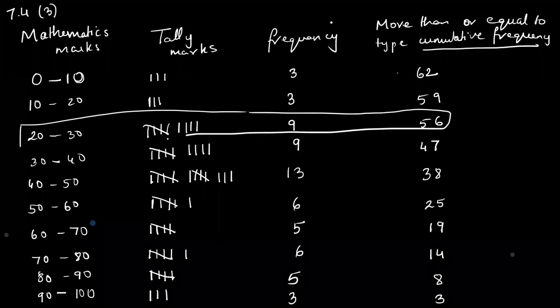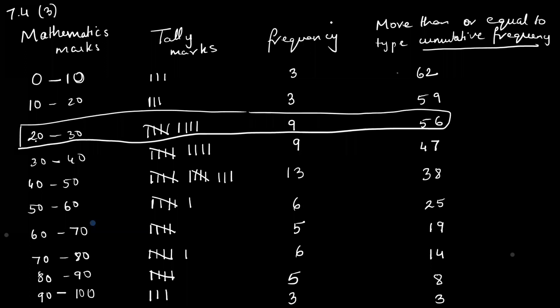What does 56 represent? 56 students have scored more marks than 20. Correct. Now, if you look at the textbook, below the data, what have they written? From the prepared table, answer the following questions. Correct. So can you read the first question? How many students obtained 40 or above 40?